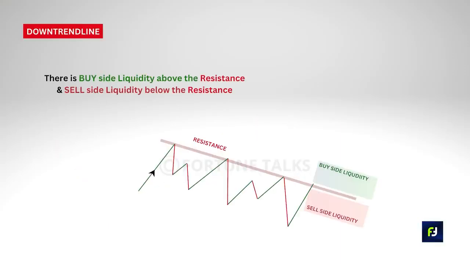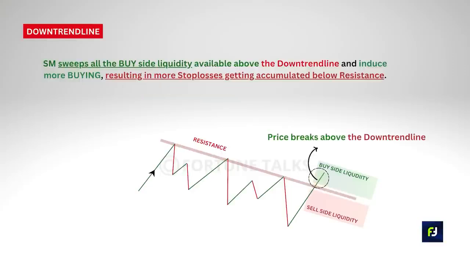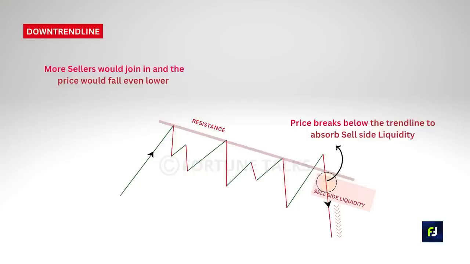A similar scenario persists when it comes to downtrend lines also. There will be buy side liquidity above the resistance trend line and sell side liquidity below it. The smart money will create a false breakout above the trend line, sweeping all the buy side liquidity in order to execute their sell positions at the best possible valuation. And once all their orders are filled, they will reverse the prices to move lower, which then takes out the sell side liquidity, and then combine it with the new FOMO sellers coming in, the market will fall even more.